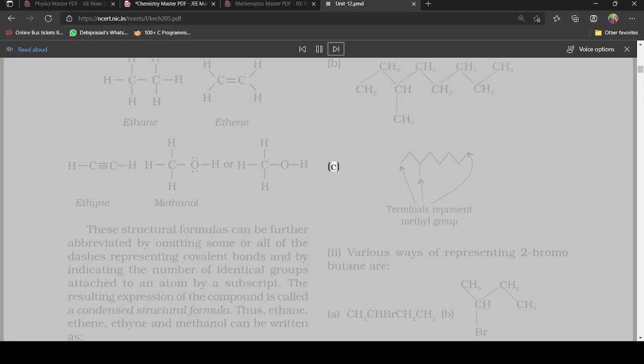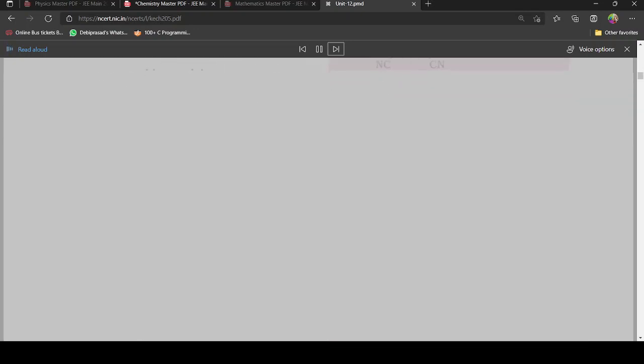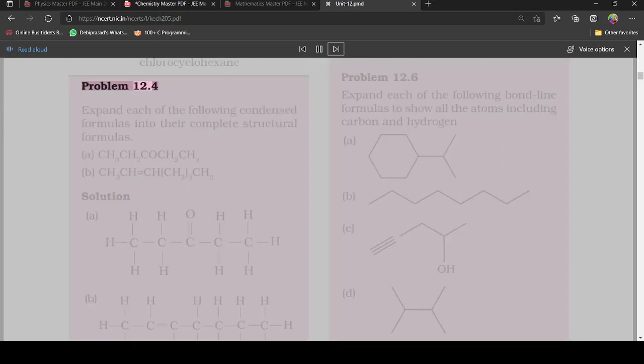Organic chemistry: some basic principles and techniques, 329. In cyclic compounds, the bond-line formulas may be given as follows. Cyclopropane. Cyclopentane. Chlorocyclohexane. Problem 12.4. Expand each of the following condensed formulas into their complete structural formulas.